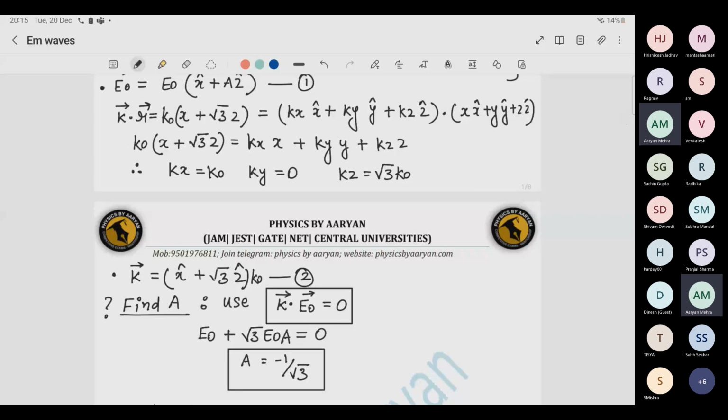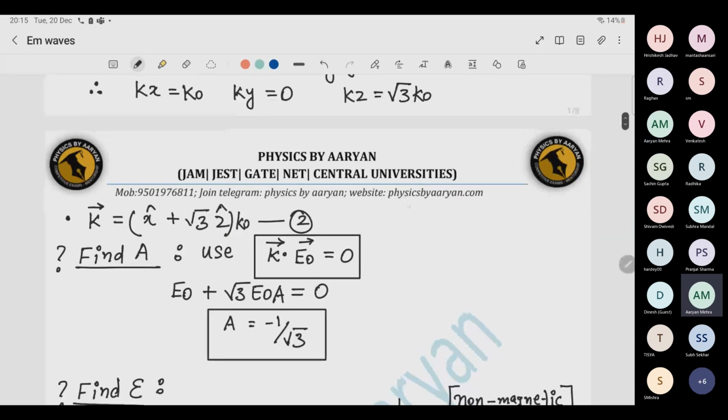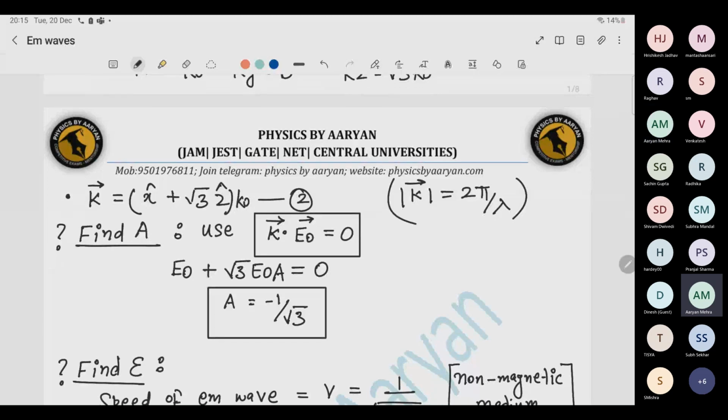Second thing, what is the wavelength? If I give you the k vector, can you find the wavelength very quickly? The k vector's magnitude is given by 2 pi by lambda. You can easily find the k vector's magnitude, and from there you can easily find lambda. So these two pieces of information you have got.